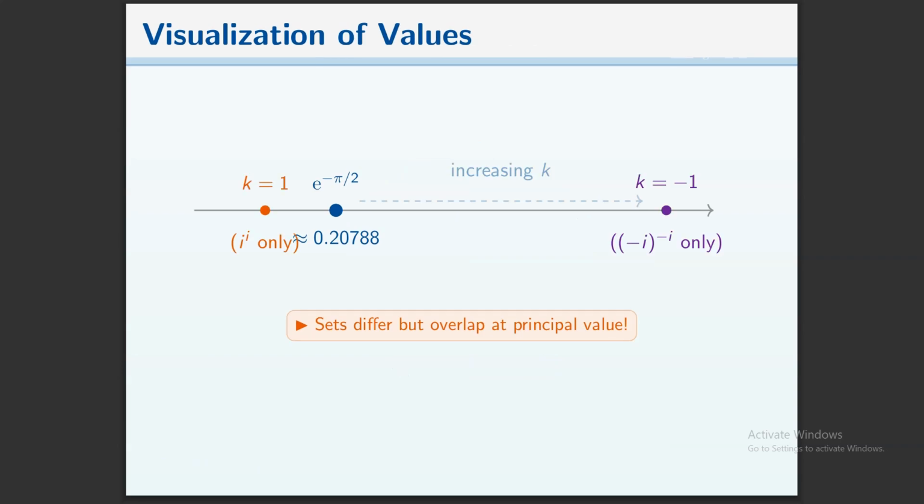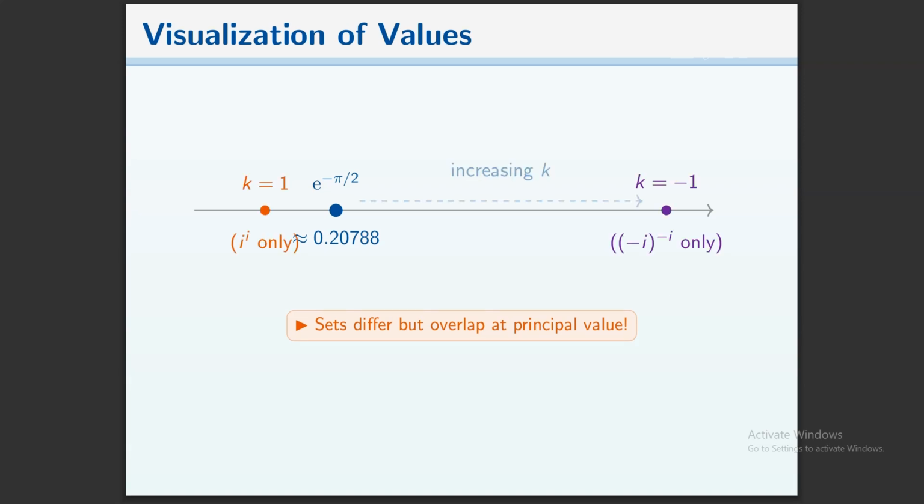Also, we get the visualization of the values. For k equal to 0, i to the i and minus i to the minus i both have the same value, e to the minus pi over 2, approximately equal to 0.20788. So they overlap at the principal value.